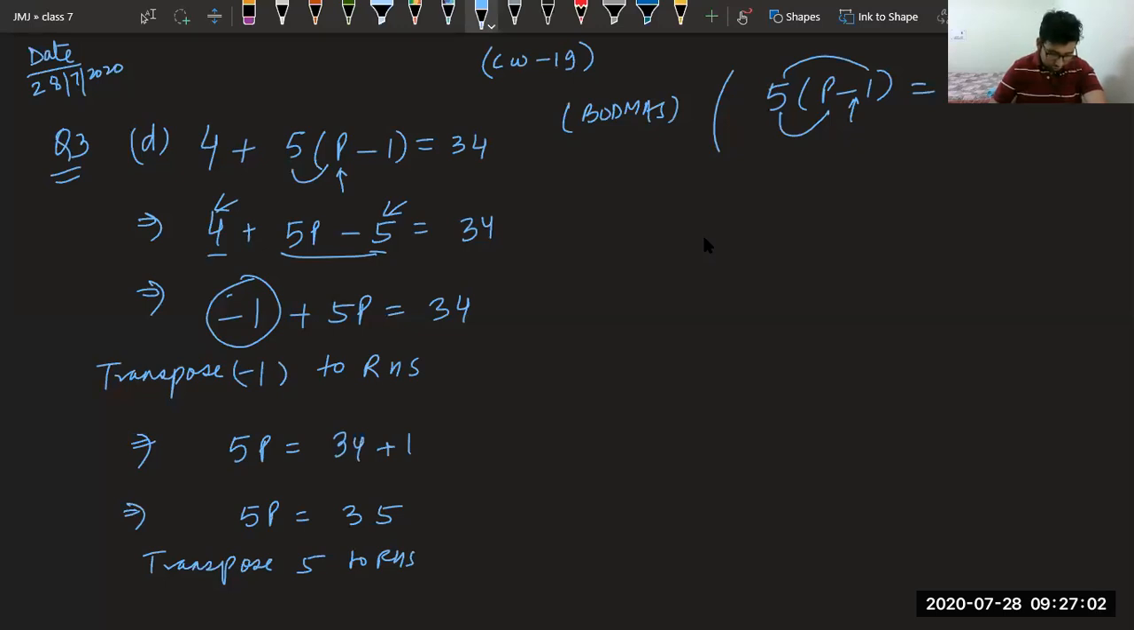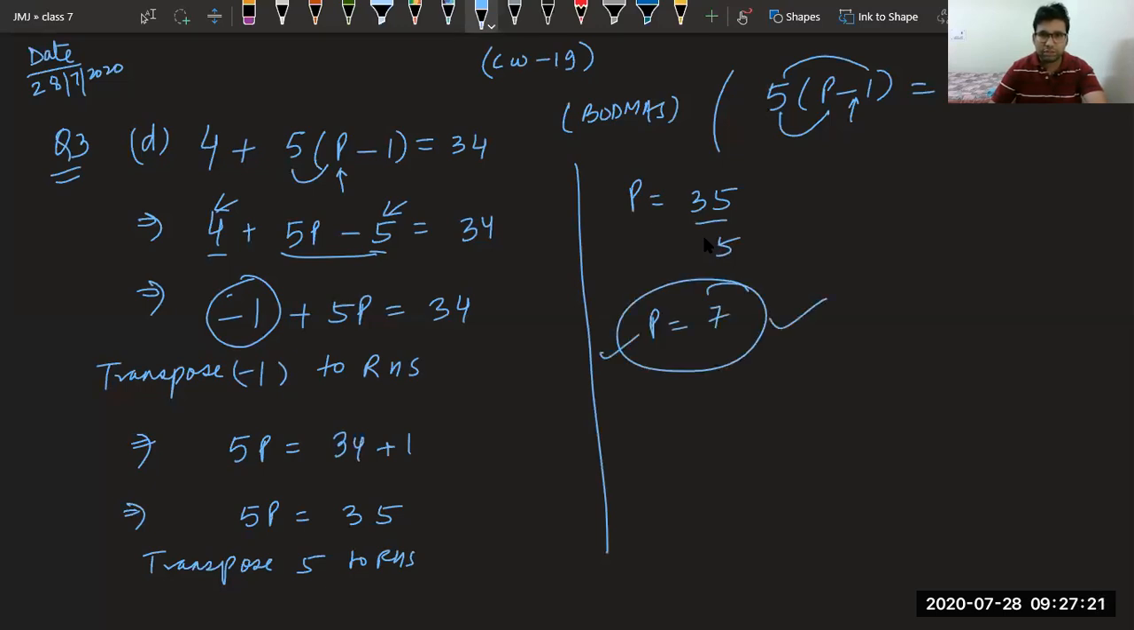Okay, Vivan, you cannot take 5 first. I have told you this thing before also. Okay. It will be P is equal to 35 upon 5 and the answer is, 5 sevens are 35. So the answer is 7. The value of variable P is 7.